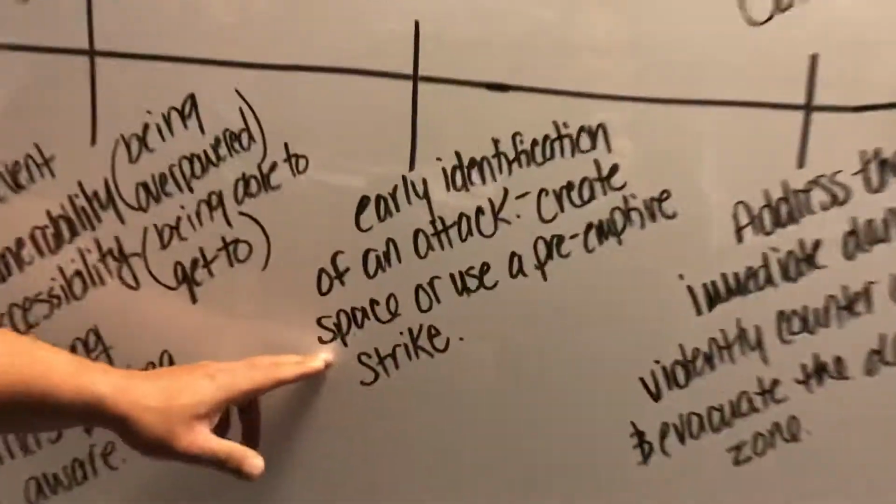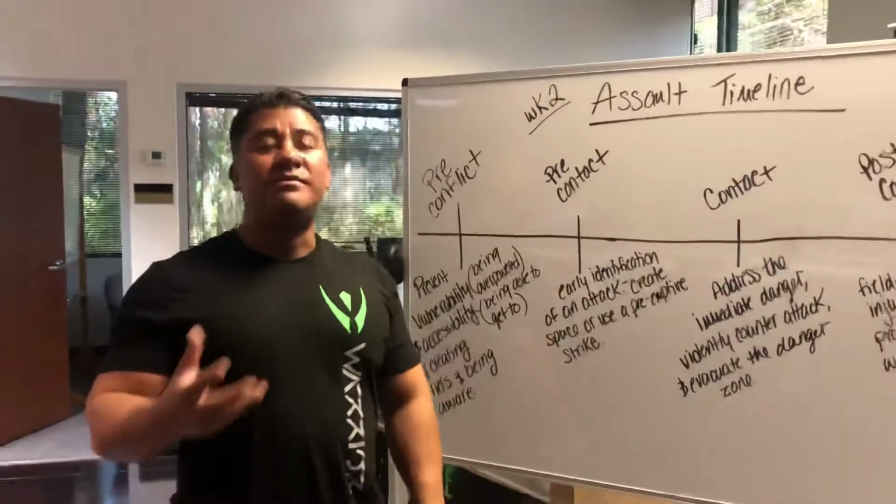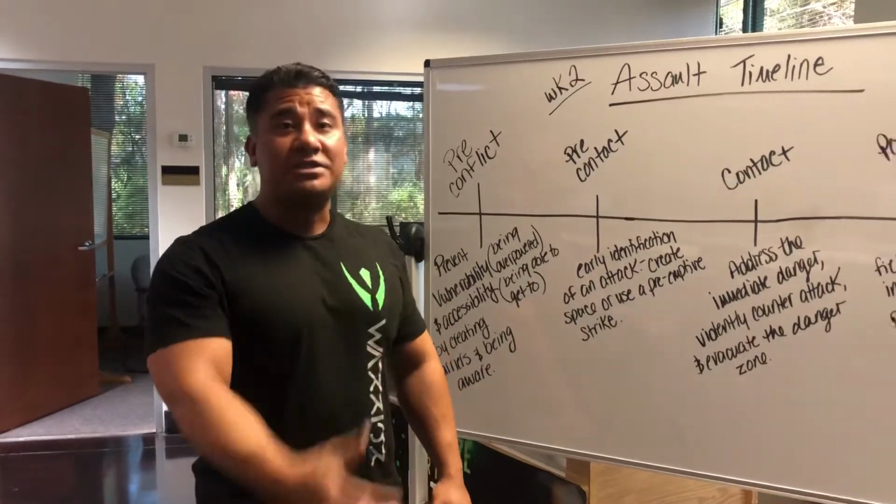Now remember, space is called the reactionary gap. The more space you have, the more time you have. And if you have more time, you can come up with more options. Like who's involved? Do they have a weapon? Do I have a weapon? Where are my escape routes?